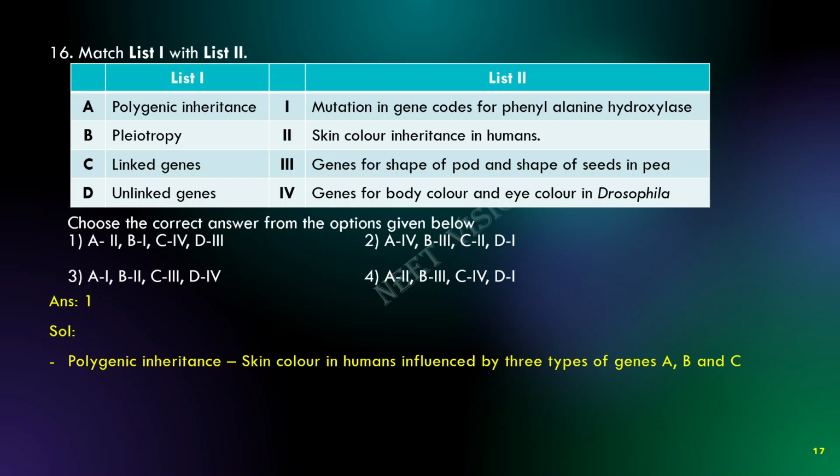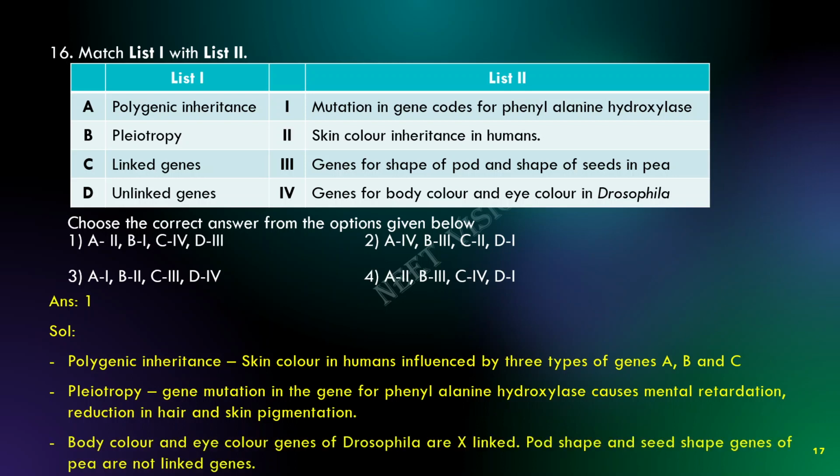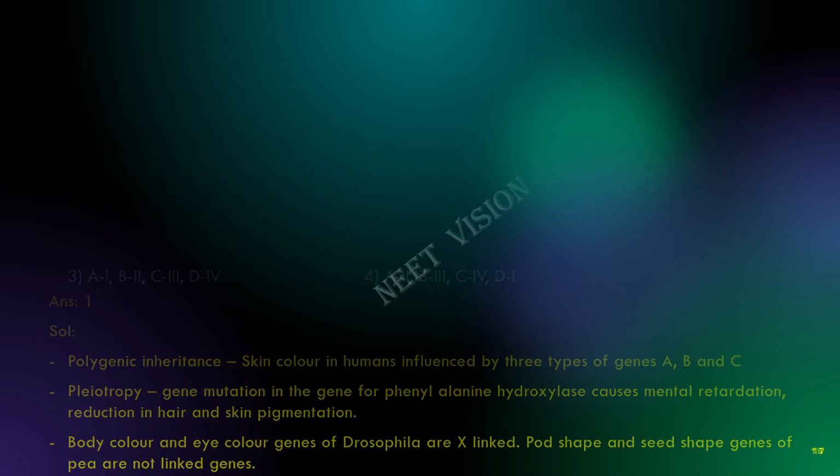Polygenic inheritance: skin color in humans is influenced by three types of genes, A, B and C. Pleiotropy: a mutation in the gene for phenylalanine hydroxylase causes mental retardation and reduction in hair and skin pigmentation. Body color and eye color genes of Drosophila are X-linked. Pod shape and seed shape genes of pea are not linked genes.